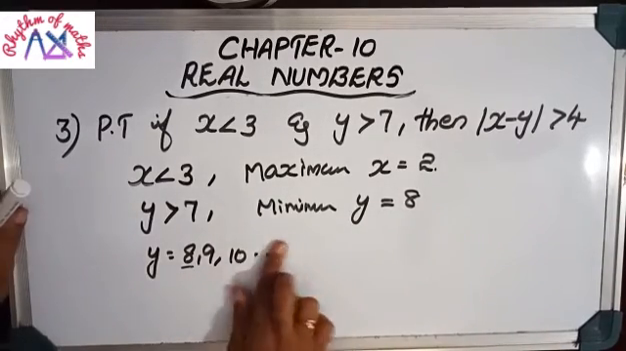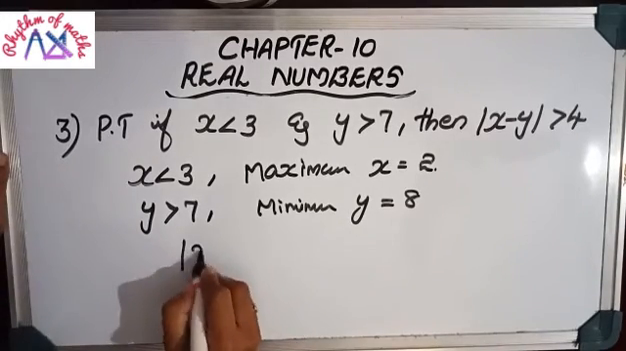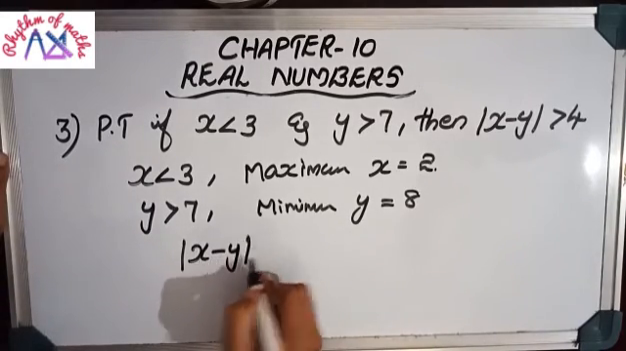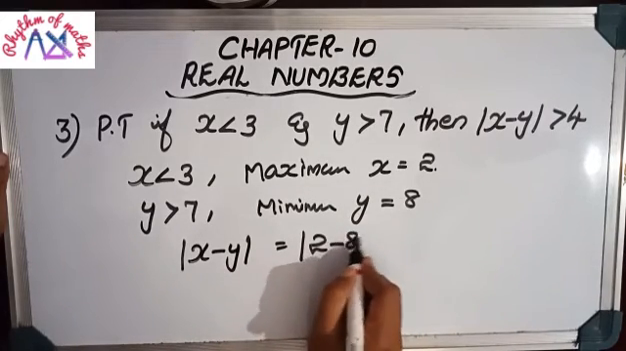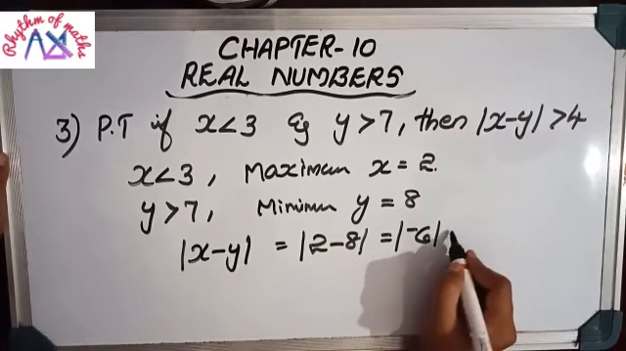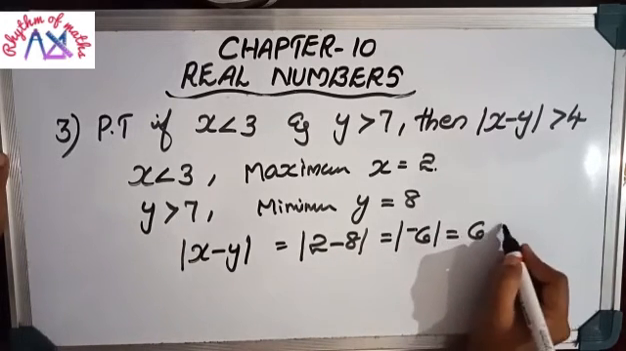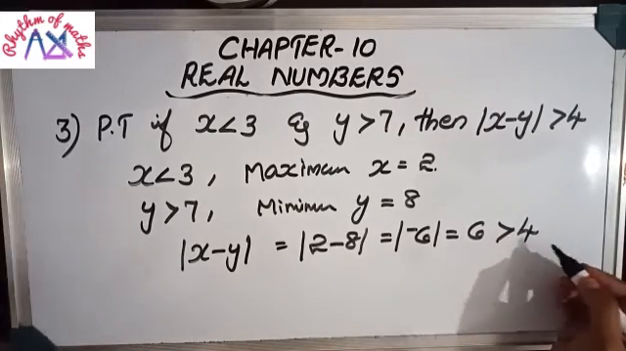Now let's find the distance between these two numbers, that is |x - y|. If it is |2 - 8|, what is the answer? |-6|, that is 6. The 6 is greater than 4. Okay, the answer is greater than 4.